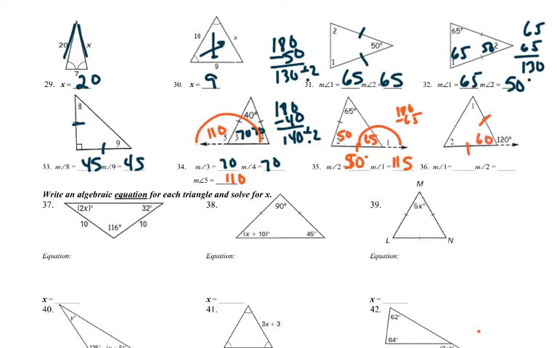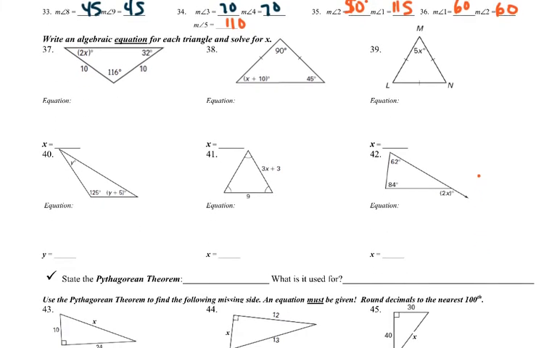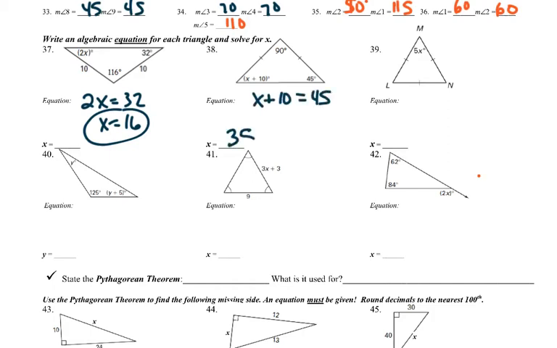Similarly here, that's going to be 60, so that gives me another 120, which I cut in half, 60 and 60. Again, some of these were seen on previous worksheets, that the 2x is equal to 32, so x is 16. The x plus 10 is going to equal 45, because it's a 45, 45, 90. The 5x is 60, x is 12.